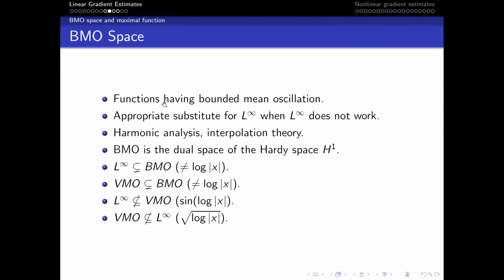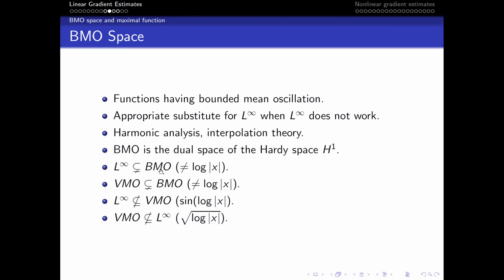So let me tell you again about the BMO space. This is so important in the regularity theory. BMO means functions having bounded mean oscillation, and this space is an appropriate substitute for L infinity when L infinity does not work. Also, this comes up very often in harmonic analysis and interpolation theory. BMO is the dual space of the Hardy space H1.